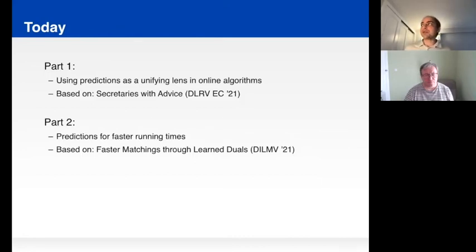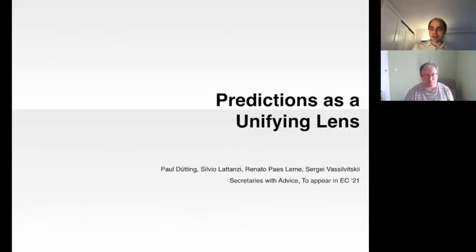And then the second one, we're going to switch a little bit. There's been a lot of work on using predictions to improve competitive ratios in online algorithms, and it's natural to see why. But can we go back and say, how do we make things faster? How do we use predictions to actually improve the running times of the algorithms that we have? Okay, so let's jump in. Predictions as a unifying lens. If you have questions on the setup and the main theme, now is a good time.